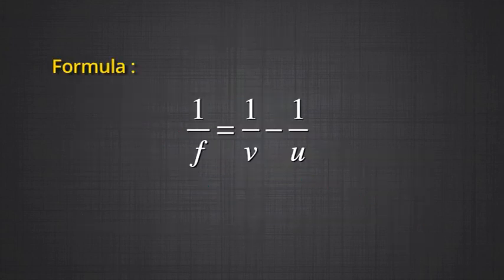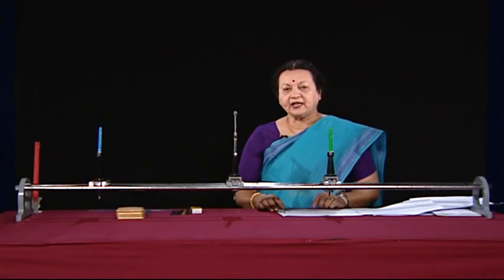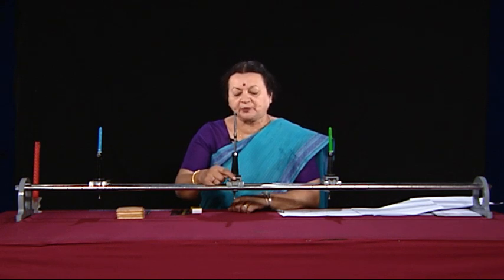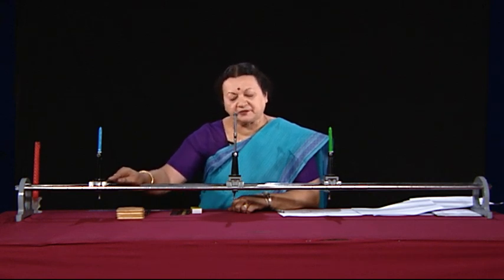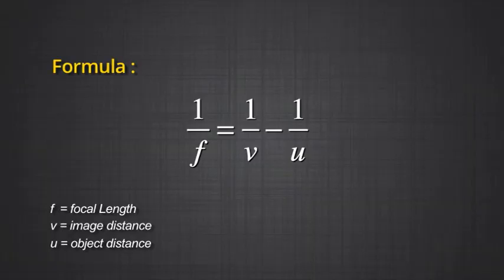The formula that you will use will be 1/f = 1/v − 1/u, where f stands for focal length, v stands for image distance and u stands for object distance. Remember, for sign convention, we are using the object on the left-hand side of the lens. So, if you measure the distance from the optical center, this distance by Cartesian coordinate system would become negative and this would turn out to be positive. So, your formula is 1/f = 1/v − 1/u.